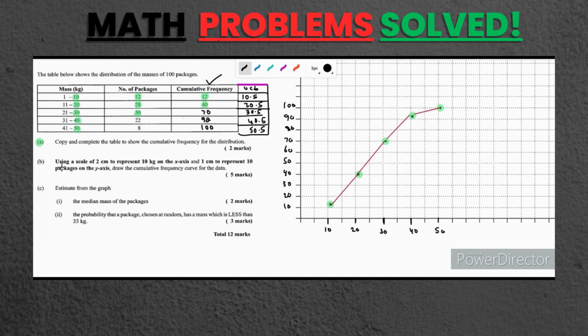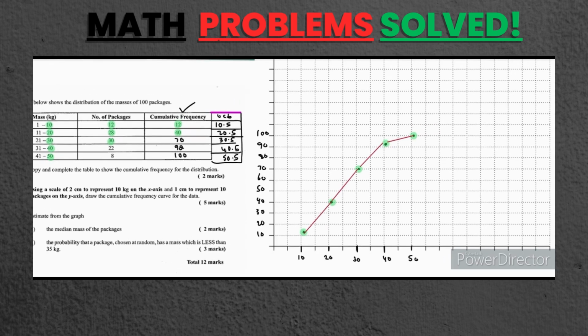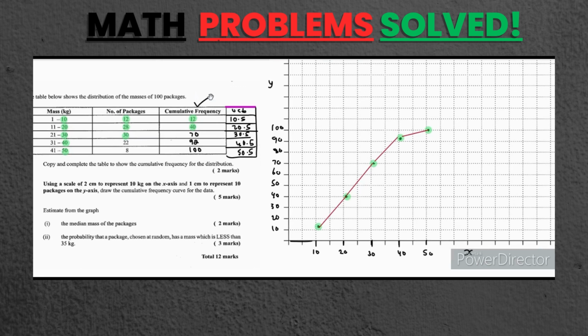Then what will we do? Using a scale of 2 cm to represent 10 kg on the x-axis and 1 cm to represent 10 packages on the y-axis. Draw the cumulative frequency curve for the data. So what we have to do? We have to take two axes. Like here you can see this horizontal line shows the x-axis and this line shows the y-axis, right? Then we have to draw the graph according to the scale.